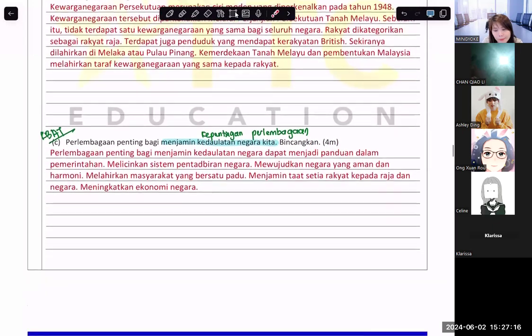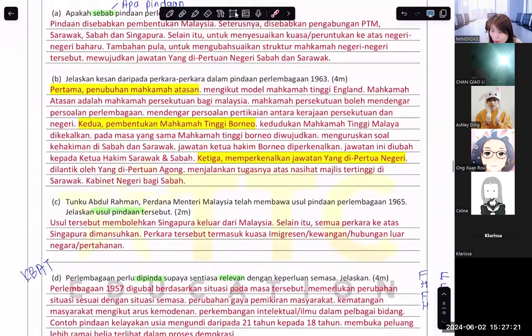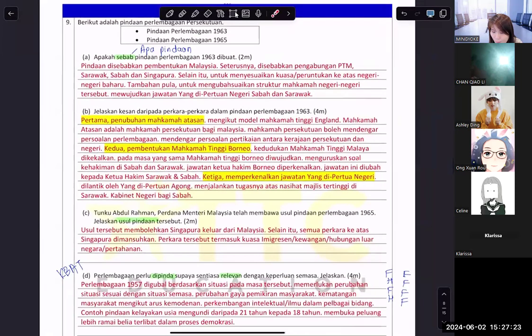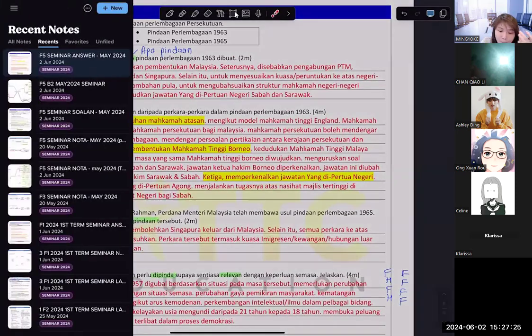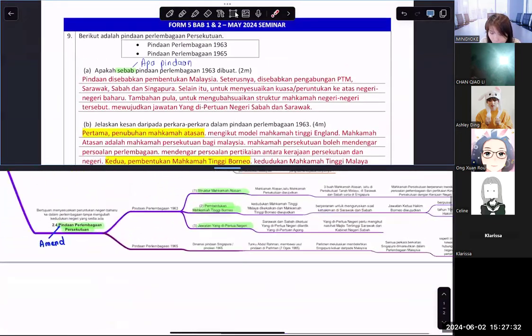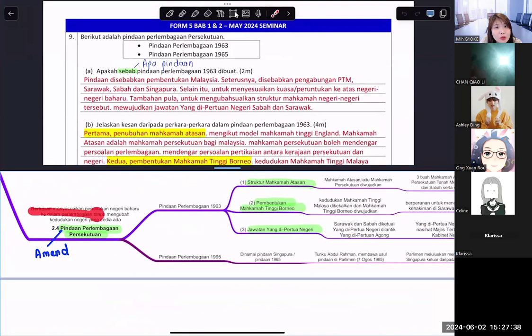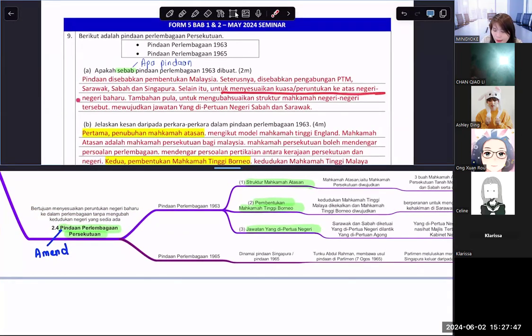Okay? Now, last one. This one also the same. Page 14. This is our pindaan pelembagaan. First question they ask you, guys, look. What is the reason? Introduction like this. First, bertujuan menyesuaikan peruntukan negeri baru ke dalam pelembagaan tanpa mengubah.